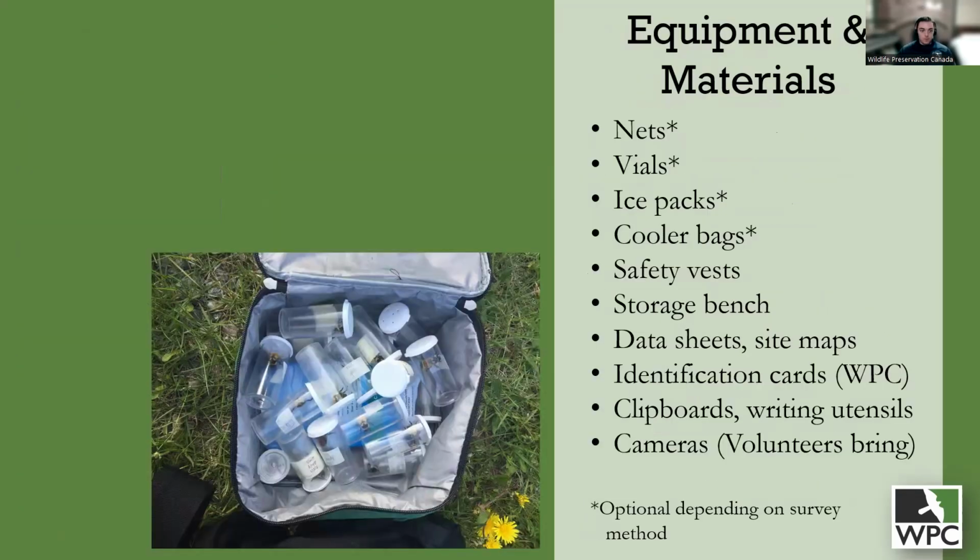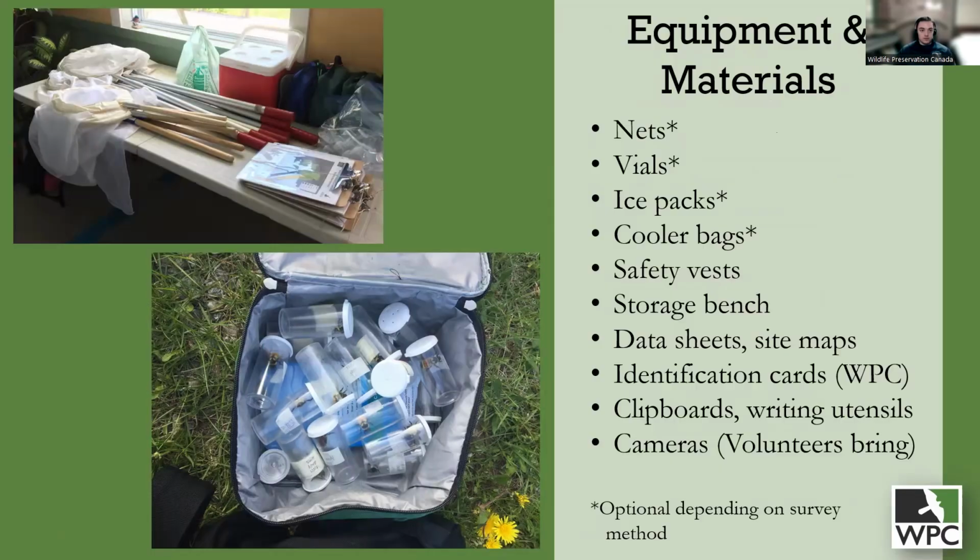With that in mind, I want to go over some equipment and materials. The ones in asterisks are specific to the netting and vialing method. So again, you would need nets, vials, ice packs, and cooler bags, as we've discussed in our examples. However, if we're going purely for photography instead of collecting and releasing, then you wouldn't need to worry about these aspects of the equipment and materials.